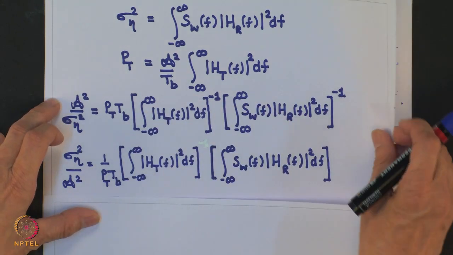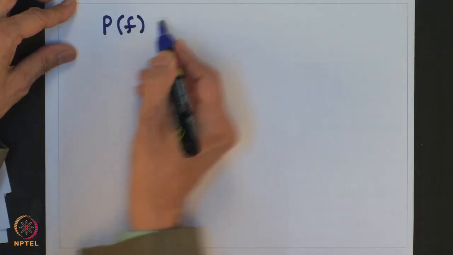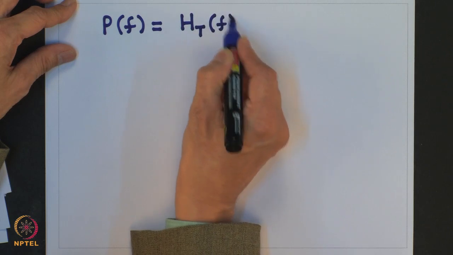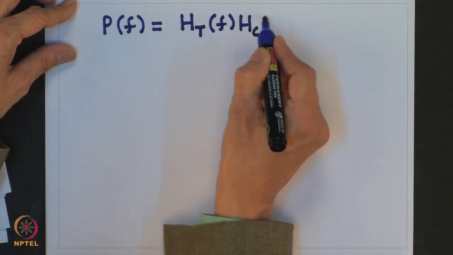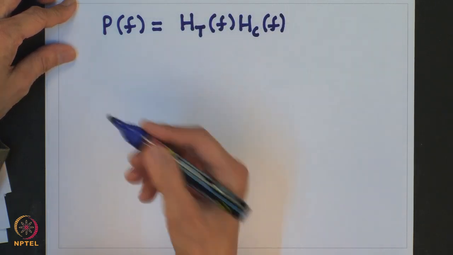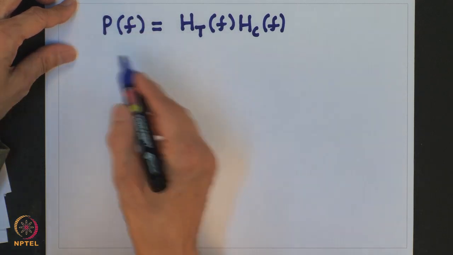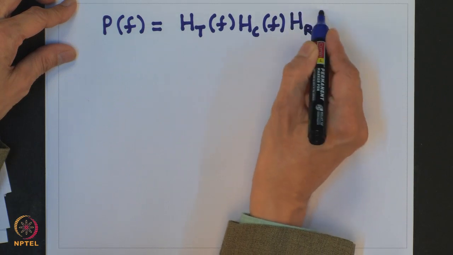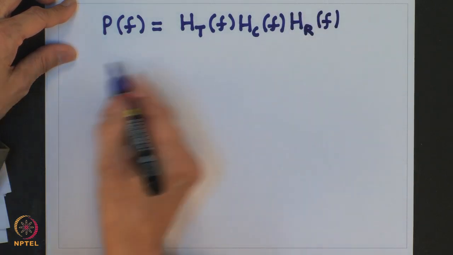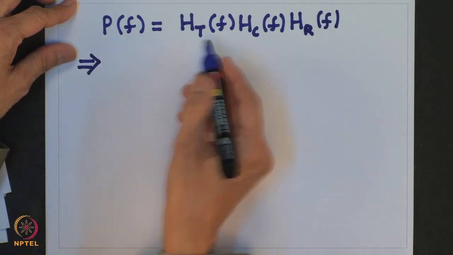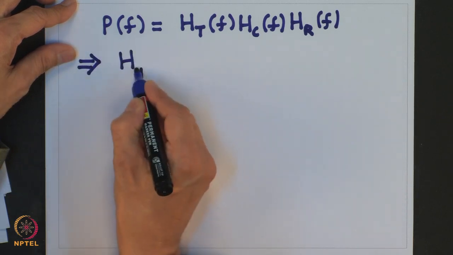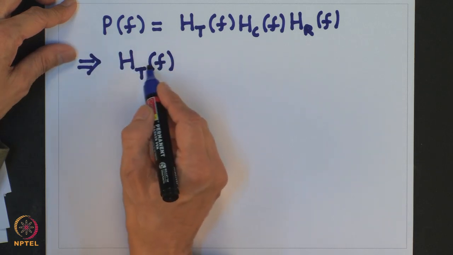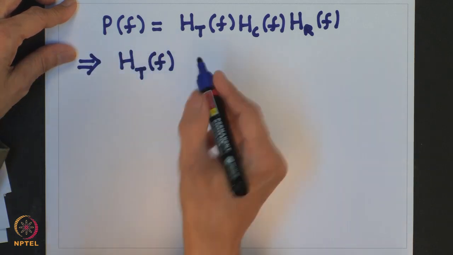Now, what we do is, we know that the overall frequency response is given by this expression. From this, I eliminate the transmitting filter frequency response.